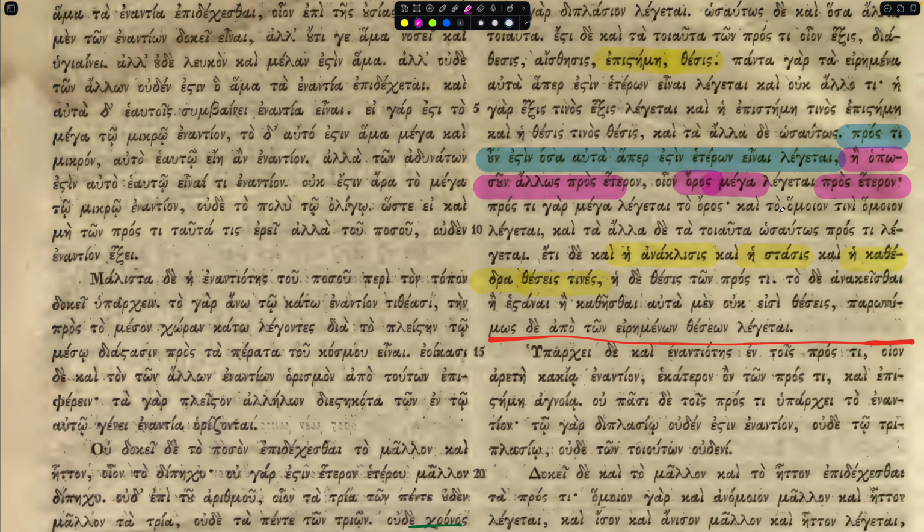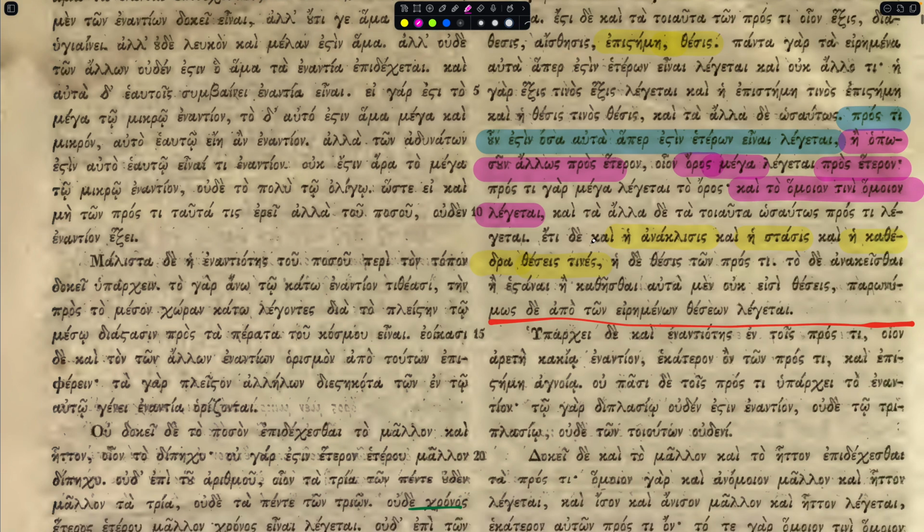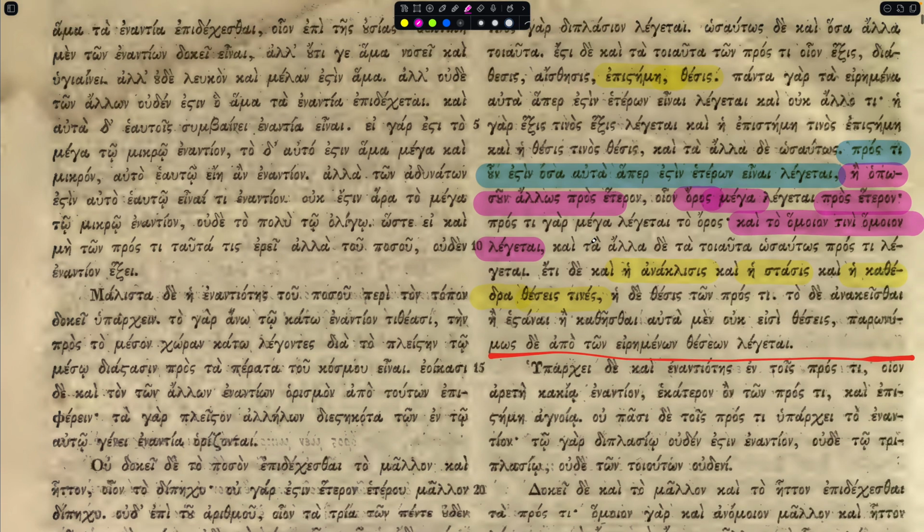So let's continue on. Kai to homoion, so similar things. Kai to homoion dini homoion legatai. So similar things are said to some particular similar thing. That's just a general rule here. It's bad logic if you try to establish relatives between things that are not of the same class.